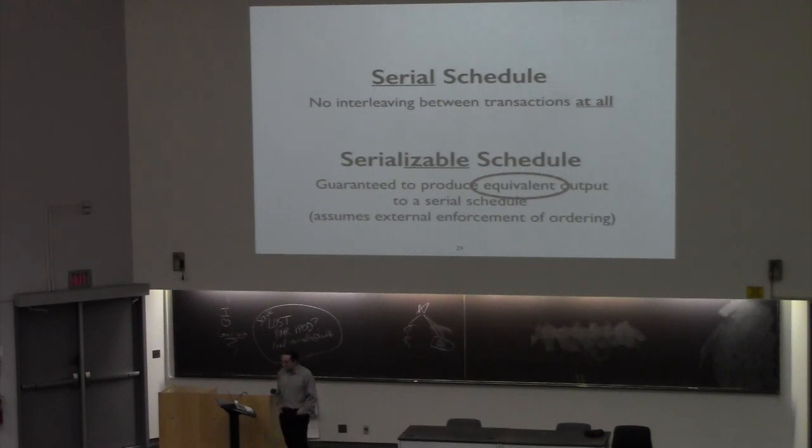So this is not something that we really want to be testing for before we run a query. We want to actually make sure that a schedule is serializable, but at the same time, we don't necessarily want to go through all of the overhead of detecting serializability. So what people have come up with are a couple of simplifications, relaxations of this property that get the same effect, but are much easier to detect up front.